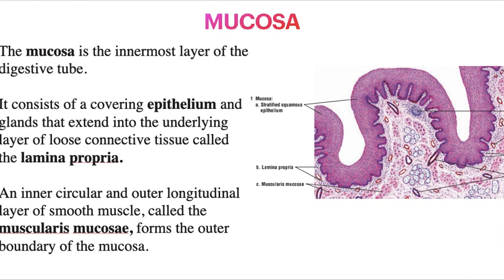Now, coming to the innermost layer, the mucosa. Basically, it is the innermost layer of the digestive tube. It consists of, important, a covering epithelium and glands that extend into the underlying layer of loose connective tissue called the lamina propria. Also, we have an inner circular layer and an outer longitudinal layer of smooth muscle, which together is called the muscularis mucosae and forms the outer boundary of the mucosa. So basically, the mucosa has the epithelium first, then the lamina propria, and then the muscularis mucosae.